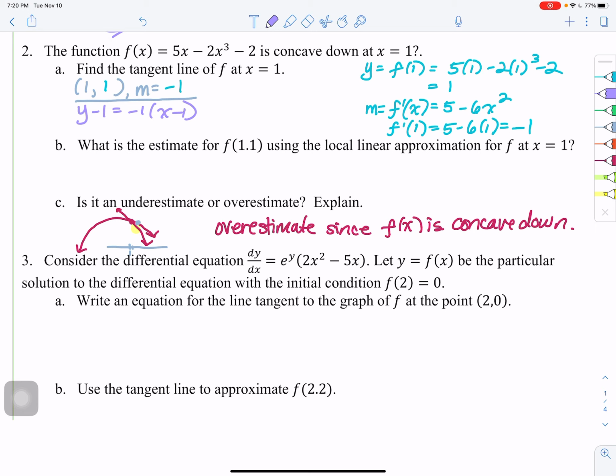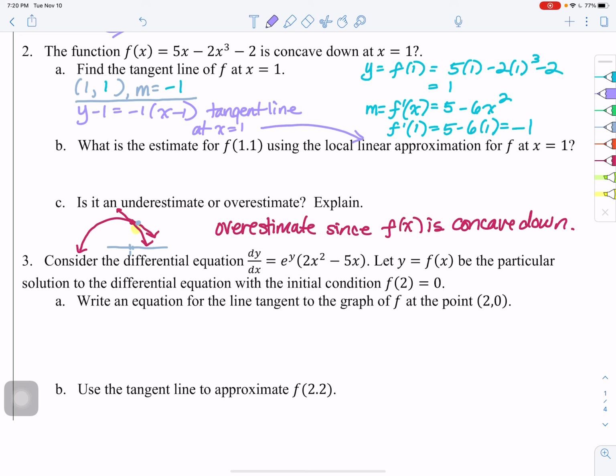So not only is this our tangent line at x equal to 1, it's also going to be our linear approximation for any values close to 1. Now, 1.1 is pretty close to 1, so we can use that line to approximate the value on the graph. Okay, so what do we have to do now?